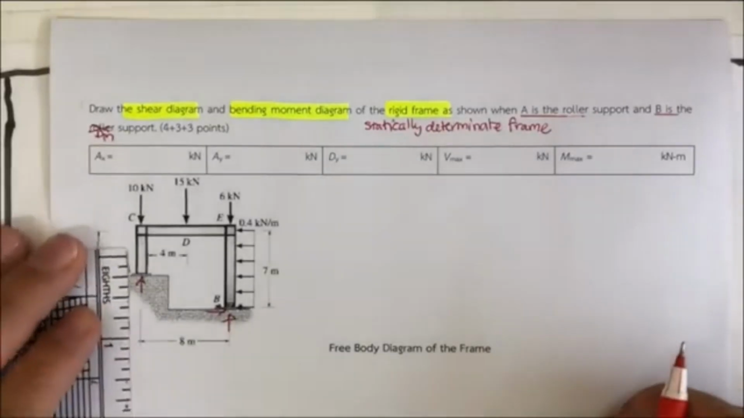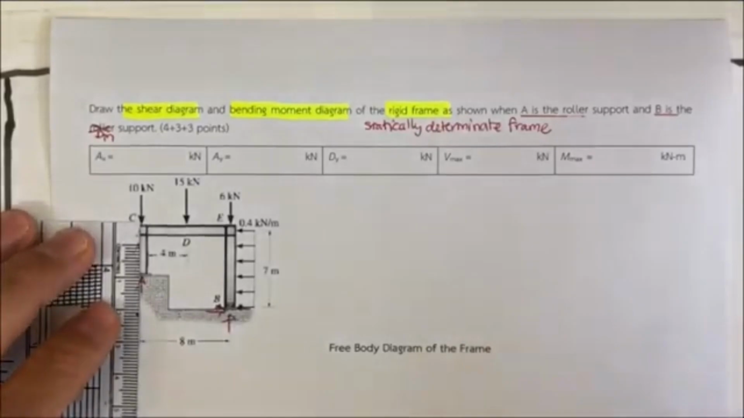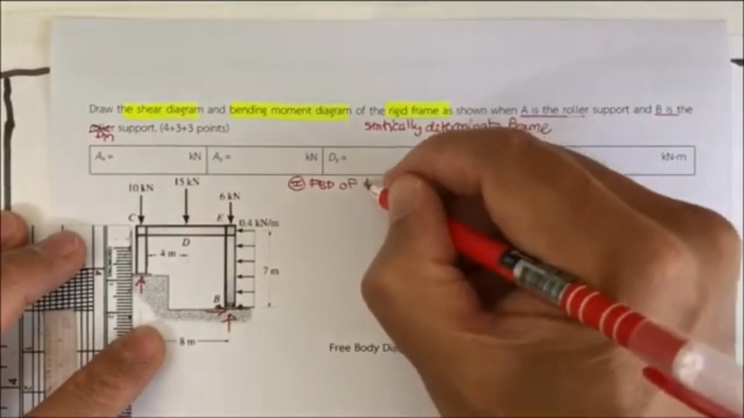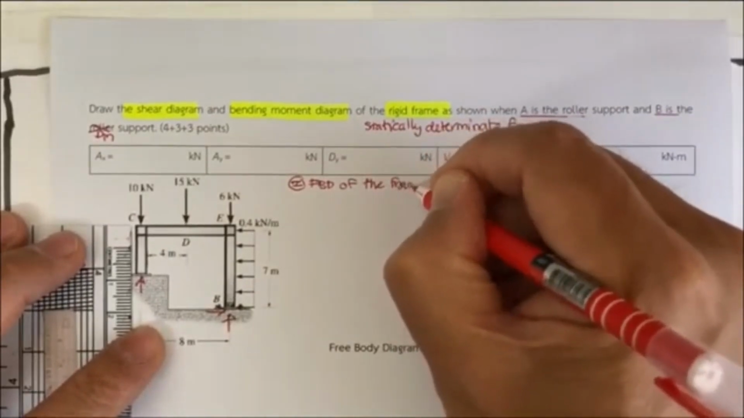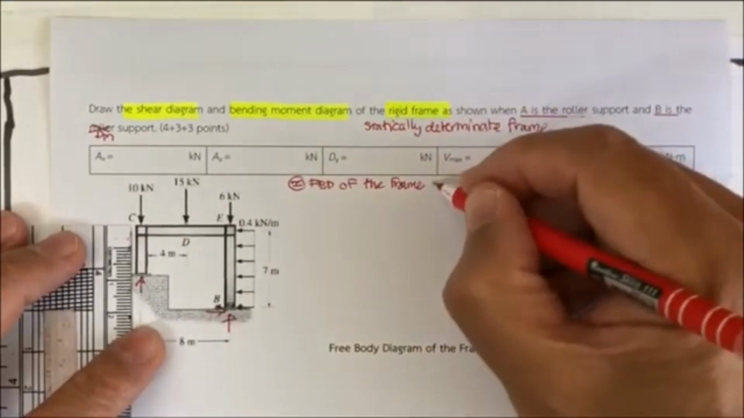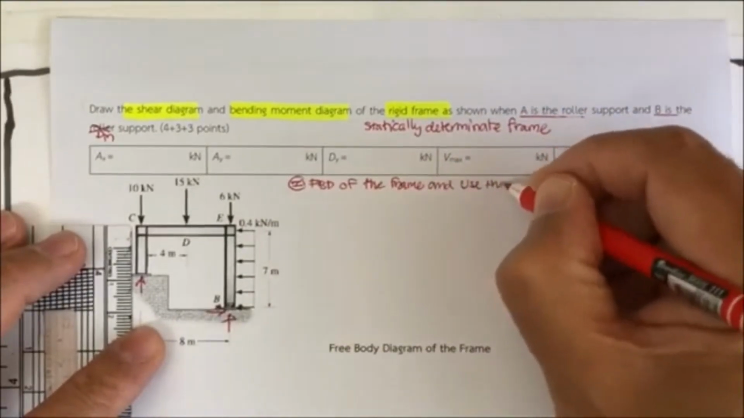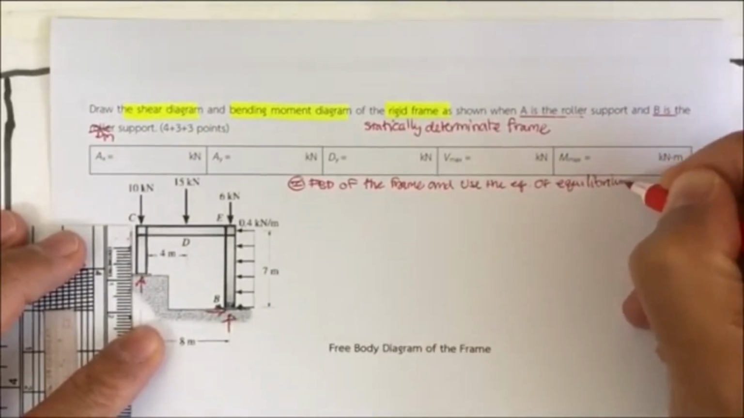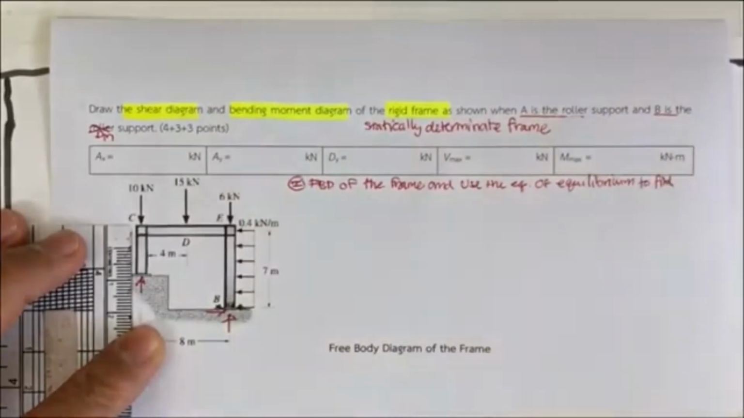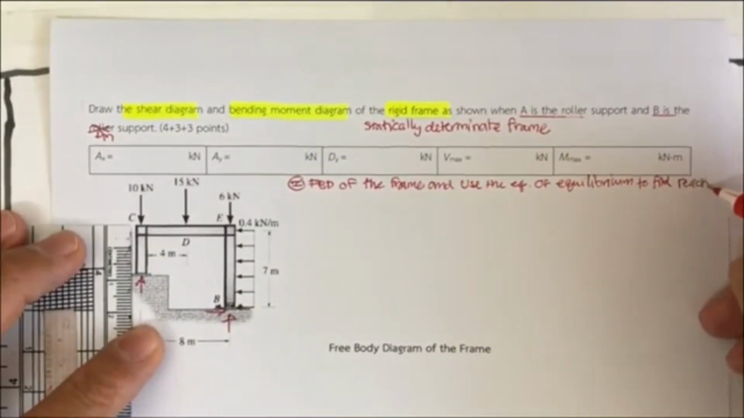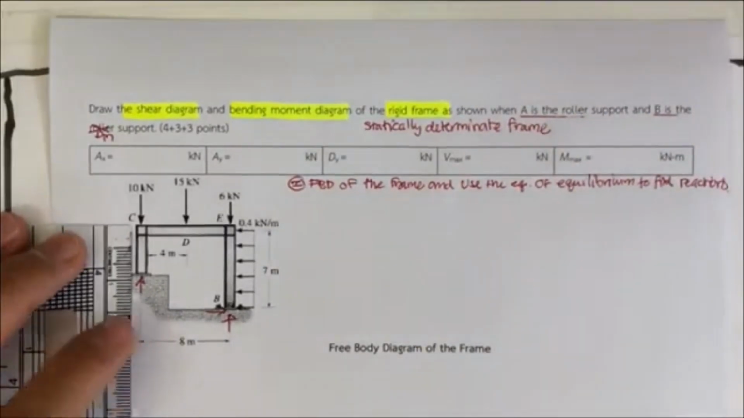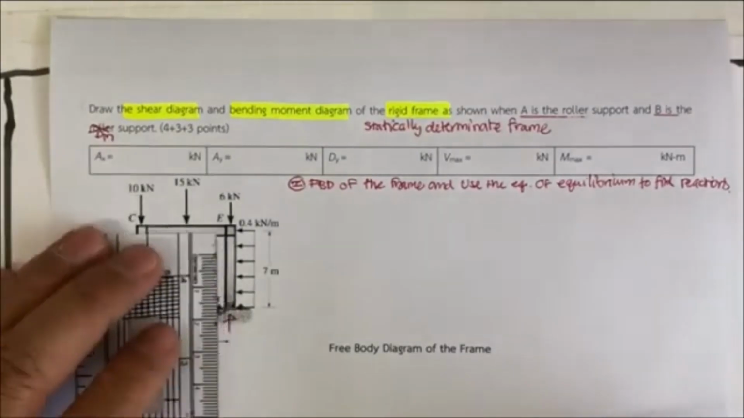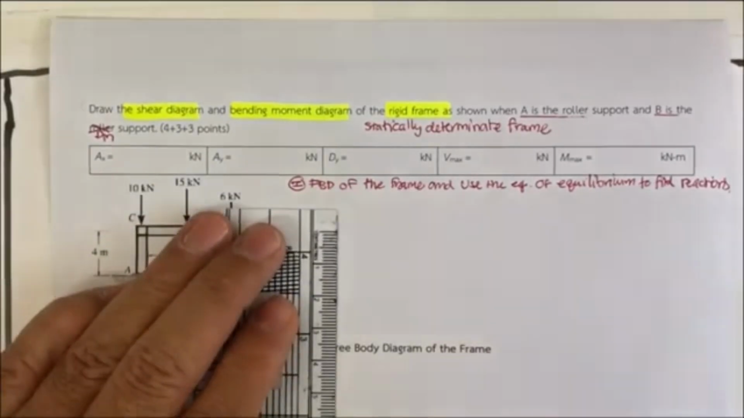Okay, let me start. We have the frame here. The first thing, we're going to draw the free body diagram of the frame, and then we use the equations of equilibrium to find what? To find the reactions. Okay, we have three equations and three unknowns, so we can do that. Okay, let's make a copy of this. This is going to be 1.5 meters. This is going to be 2.5 meters. So we have the frame.